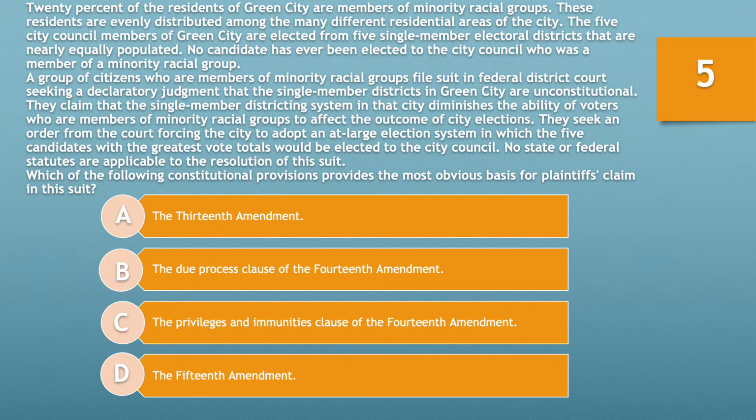No state or federal statutes are applicable to the resolution of this suit. Which of the following constitutional provisions provides the most obvious basis for plaintiff's claim in this suit? A, the 13th Amendment. B, the Due Process Clause of the 14th Amendment. C, the Privileges and Immunities Clause of the 14th Amendment. Or D, the 15th Amendment. Take 10 seconds and choose now.